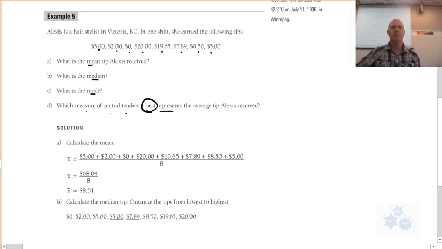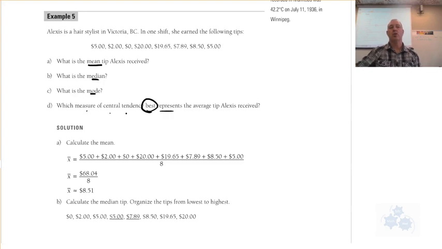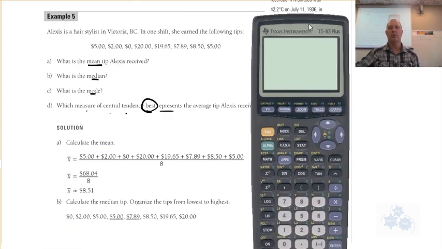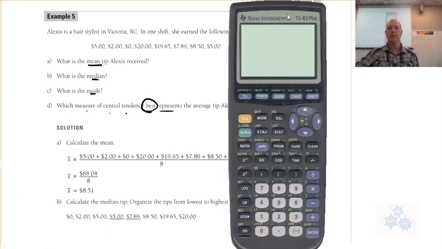Okay, what's the mean tip Alexis received? So that's the average, right? Now you do not have to have the numbers in ascending or descending order in order to find the average. You don't have to. You can, but you don't have to. So we could find this one right away without reordering the numbers. So let's do that. And again, this is how you do that on your calculator. You add up all the numbers first.